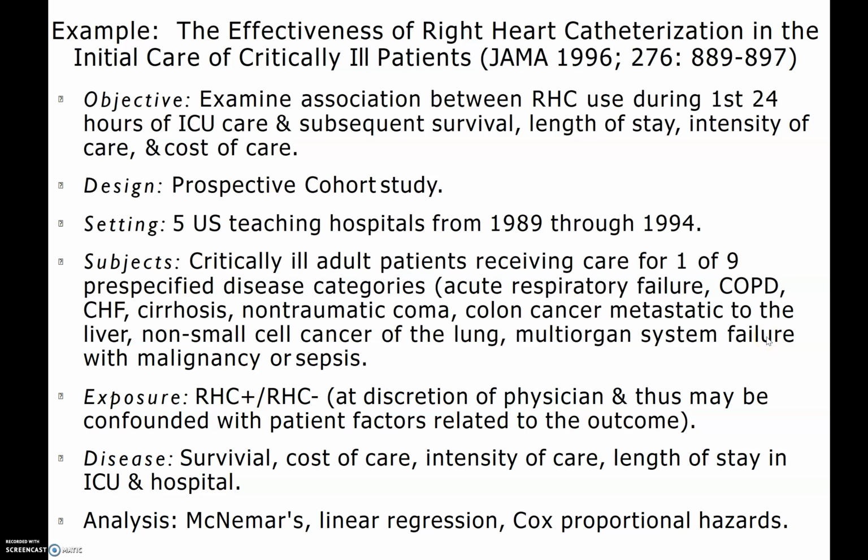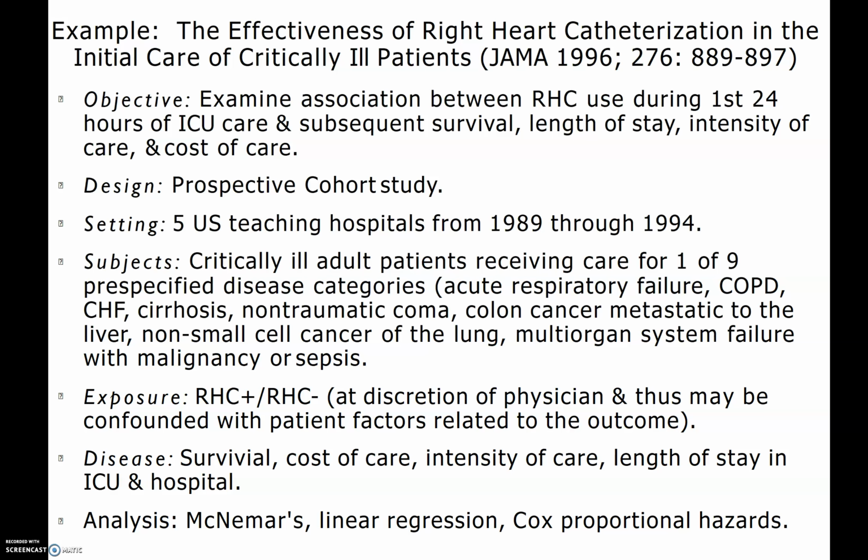Okay, so starting back up with this study from JAMA, they were looking at the association between RHC use, right heart catheterization use, during the first 24 hours of ICU care and subsequent survival, length of stay, intensity of care, and cost of care. So they had 4 outcome variables: the survival, length of stay, intensity of care, and cost of care. This was a prospective cohort study.